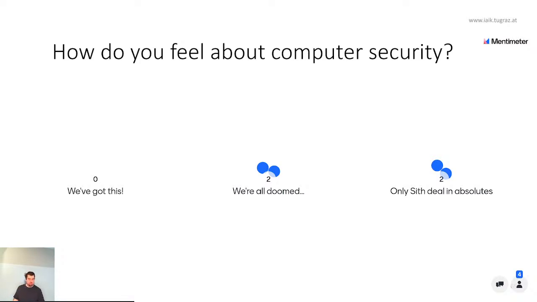Okay, there's like 4 people awake. The rest of you have fallen asleep. So yeah, we're all doomed. 2 votes. Only Sheffield and Absolutes, 3 votes. Yeah, that's true. I needed to give you a 3rd option, otherwise it felt unfair to ask this question. I promise it's not that bad.